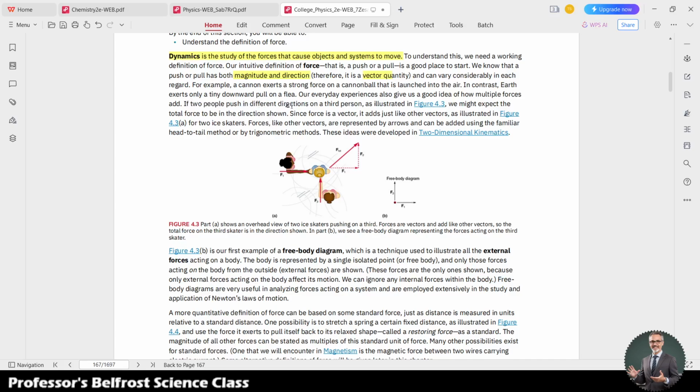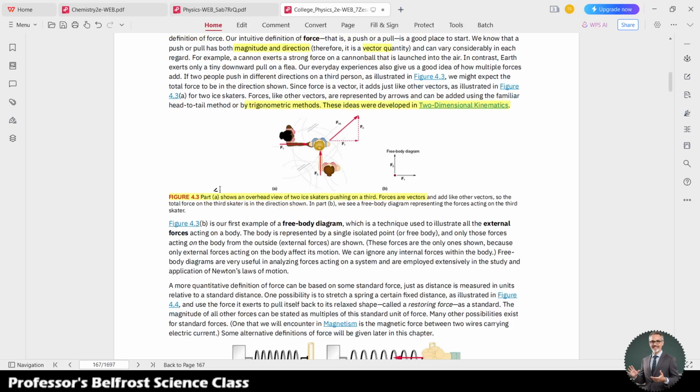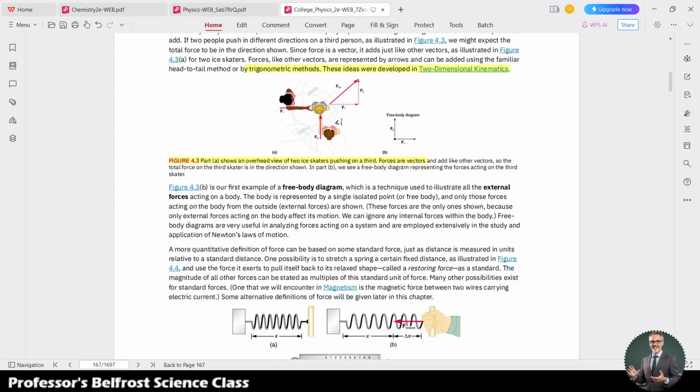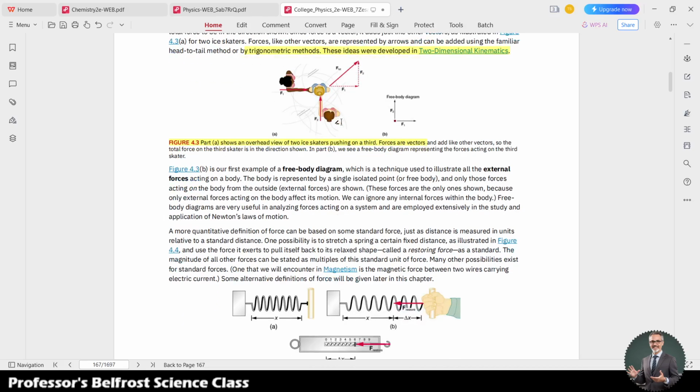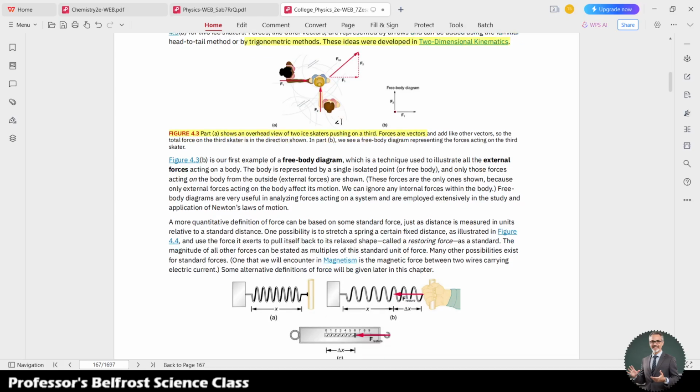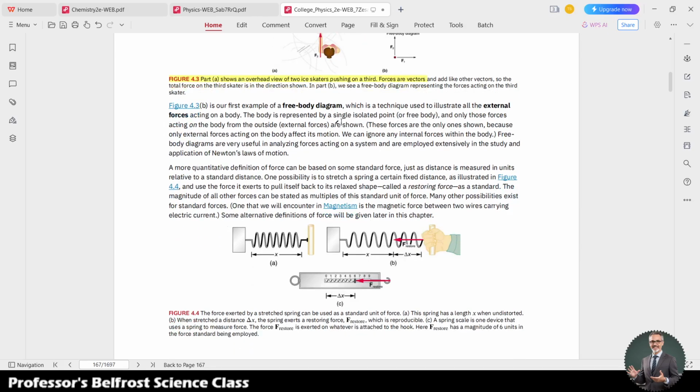If two people push in different directions on a third person, as illustrated in this figure, we might expect the total force to be in the direction shown, because in the previous chapter we learned about resultants. We have F1 building the horizontal component and F2 building the vertical component. So the resultant is a little diagonal like this. This is the F total. You can use the head-to-tail method, trigonometric methods, or the Pythagoras method. For this it is very easy. This idea was discussed in two-dimensional kinematics in the previous chapter.